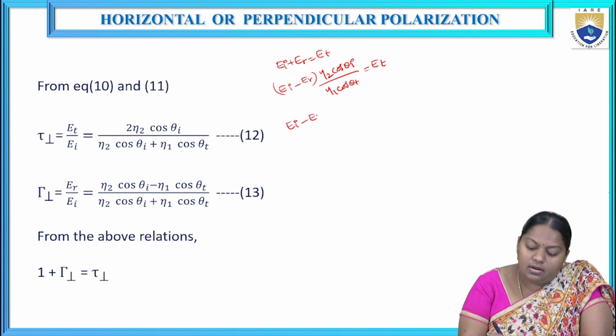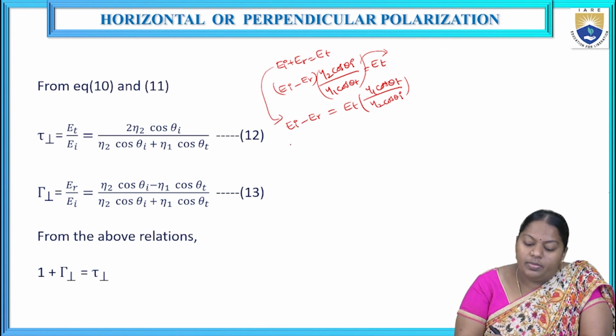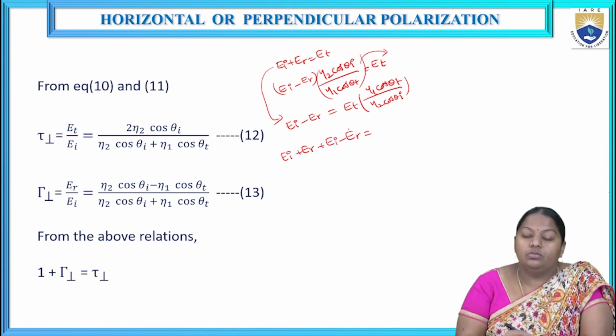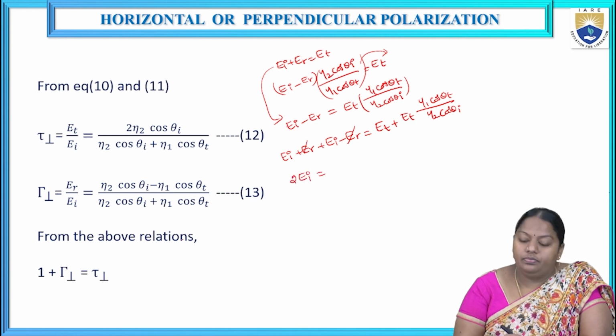If you simplify, EI minus ER equal to ET into, take this complete term to this side, then it becomes eta 1 cos theta t by eta 2 cos theta I. Okay, then if you compare these two, by adding these two, the LHS becomes EI plus ER plus EI minus ER equal to ET plus ET into eta 1 cos theta t by eta 2 cos theta I. Okay, then ER gets cancelled, 2 EI equal to. Now if we take ET common, taking the LCM between these two, it becomes eta 2 cos theta I plus eta 1 cos theta t, by the denominator we have eta 2 cos theta I.